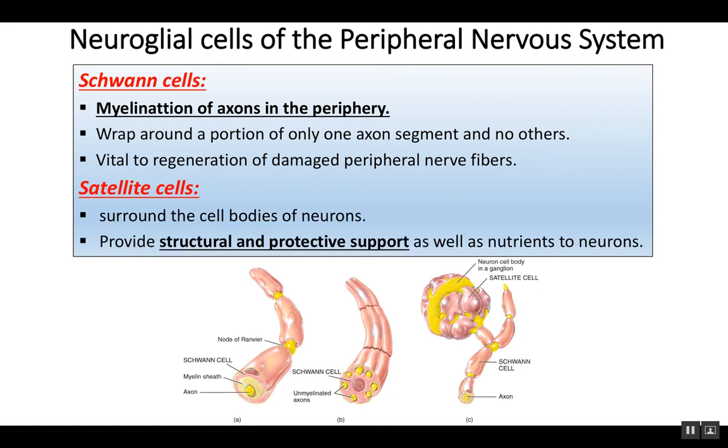Satellite cells are also found in the PNS. They don't surround the axon, but instead they are found surrounding the cell body of neurons. So you'll notice in yellow here is the cell body of a neuron, and then attached kind of to the outer surface of that cell body are satellite cells. So they're more of a structural and supportive cell to the neurons in the PNS.